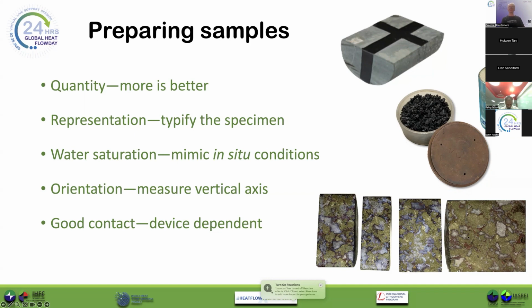Some instruments naturally measure thermal conductivity along a single axis. Other instruments like the needle probe measure thermal conductivity radially, and then perhaps we need to make some assumptions and corrections to infer the thermal conductivity along the axis.